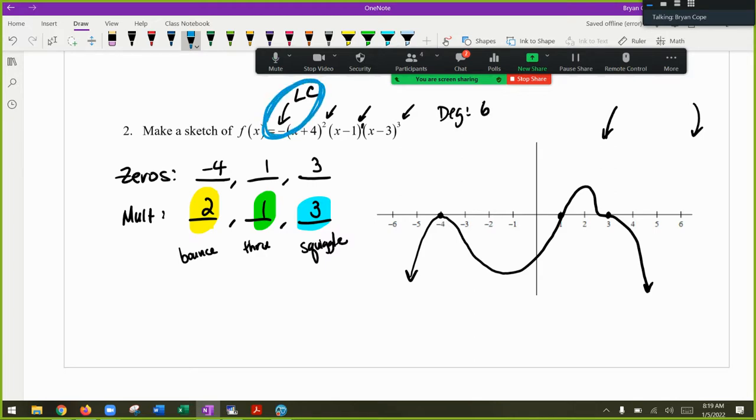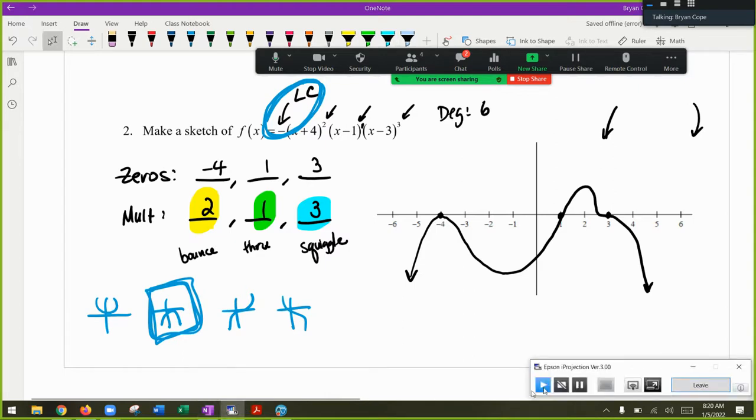See? We know that there are those 4 options, right? It's either like this, or like that, like this, or like this, you know? And this one has the case where it's even but negative. This is the situation. So we're starting low, we bounce at -4, go through at 1, and then squiggle at 3. So whatever the multiplicity is, that's what you do for that 0. Exactly. Yep. What else?